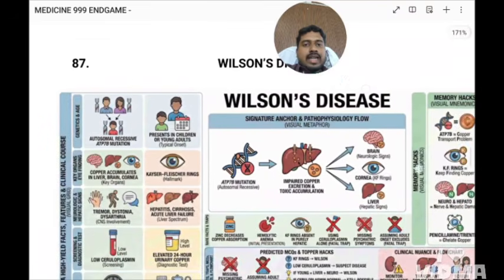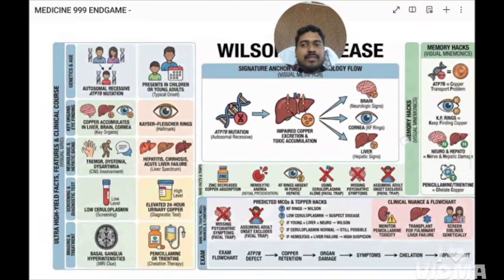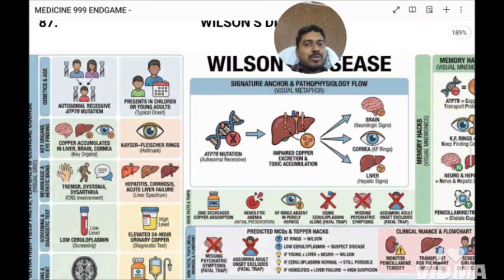So next, the last topic of GIT, that is Wilson's disease. I think you know everything. You would have heard so many of these, but it's not that rampant in day-to-day life. Wilson's disease, I myself have seen only around 5 to 6 cases so far, not more than that.